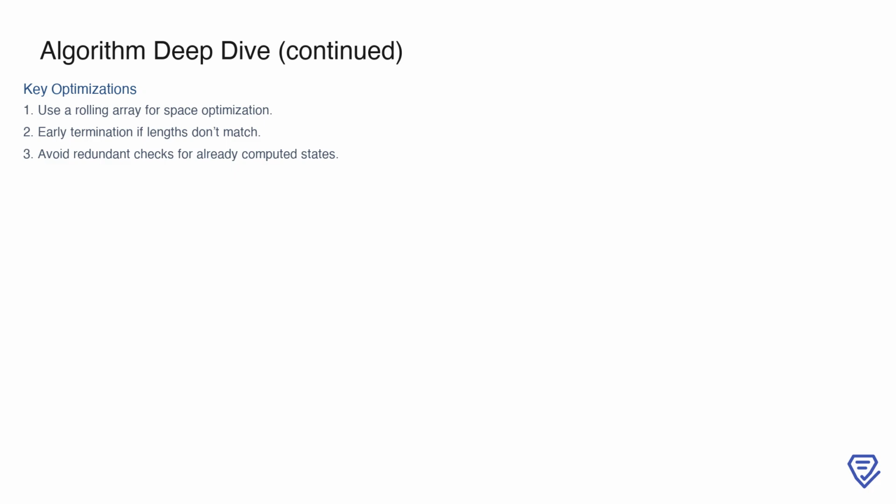Finally, let's look at key optimizations for the algorithm. One major improvement is using a rolling array to store only the current and previous rows of the DP table, significantly reducing space usage. Additionally, we can terminate early if the lengths of S1 and S2 don't add up to the length of S3, avoiding unnecessary computation. Another optimization is to skip redundant checks for states we've already computed, ensuring that each subproblem is solved only once. These enhancements make the solution not only correct but also scalable, handling larger inputs efficiently.